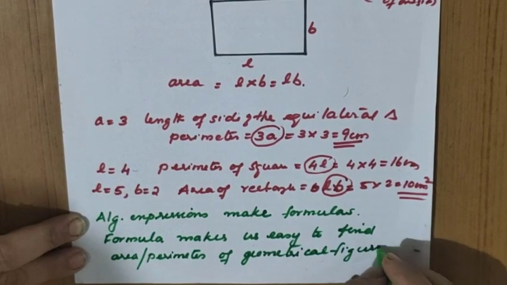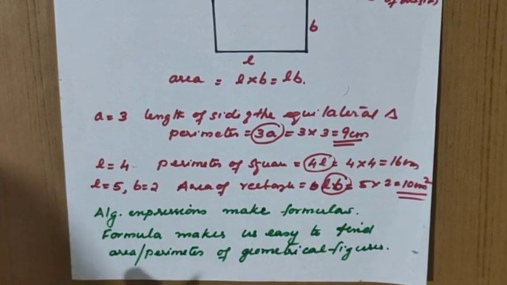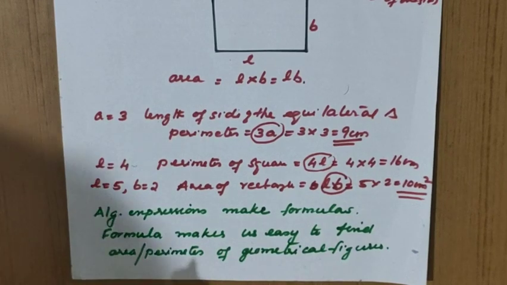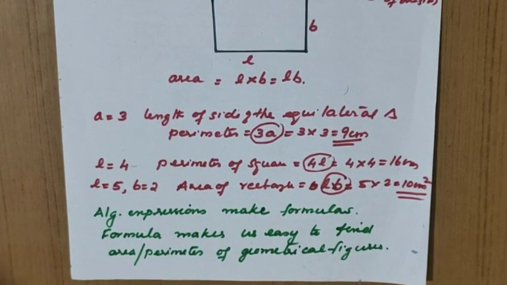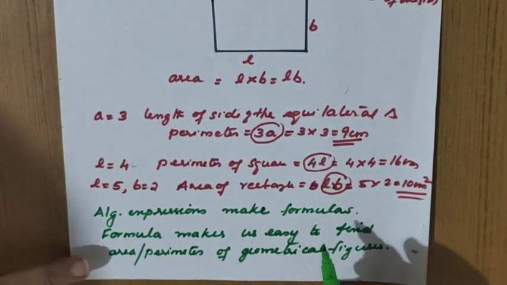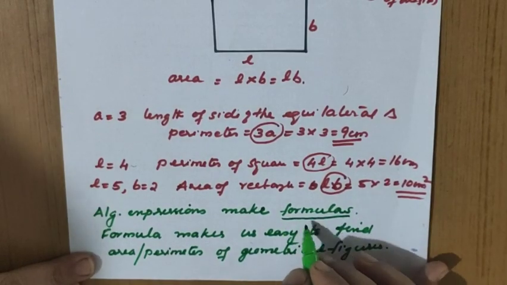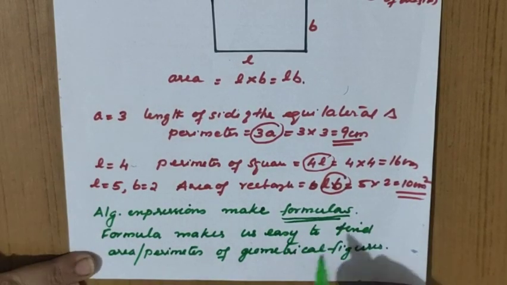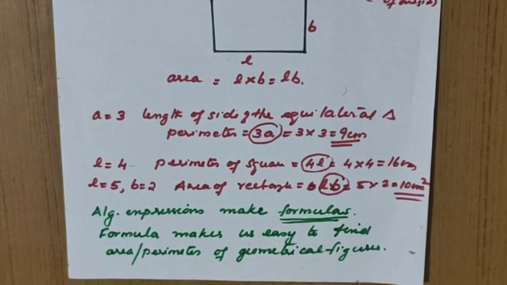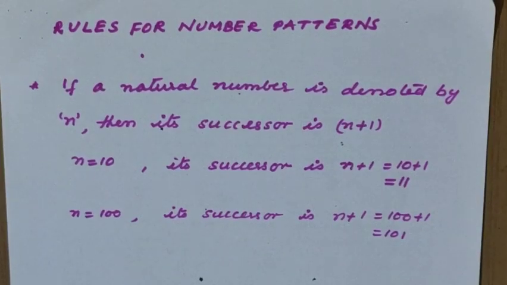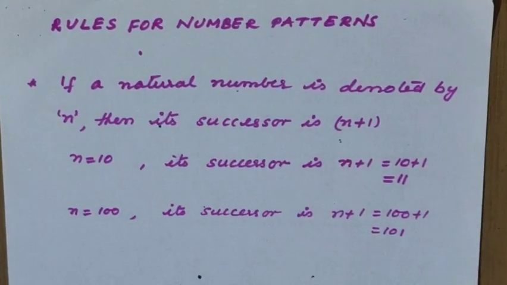Okay. Now don't think that we are able to find only formulas. Sometimes we can use identities, like a plus b whole square, a square plus b square. So like this we can use algebraic expressions, but mainly we are talking about formulas only. So algebraic expressions help us to derive or form the formulas. Next topic, rules for number patterns.